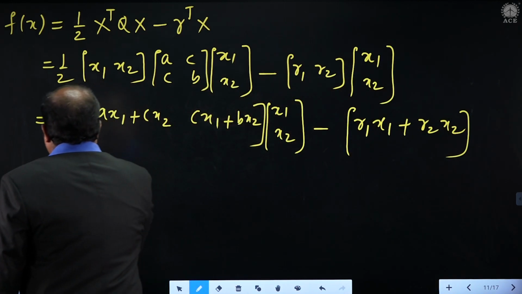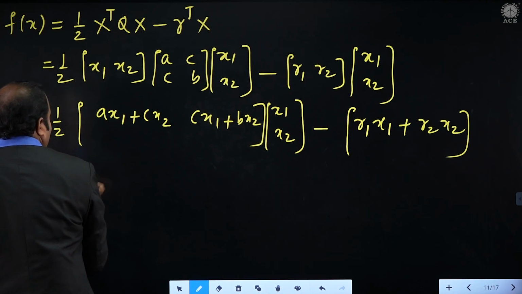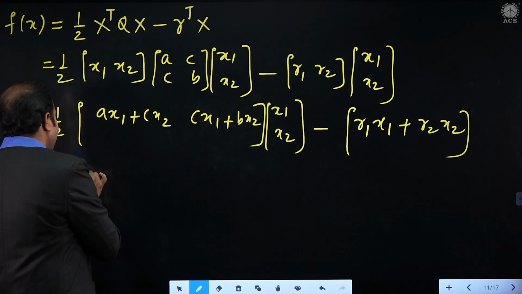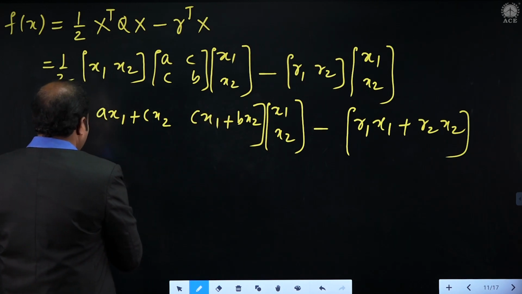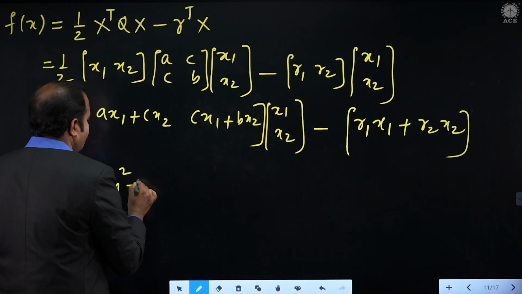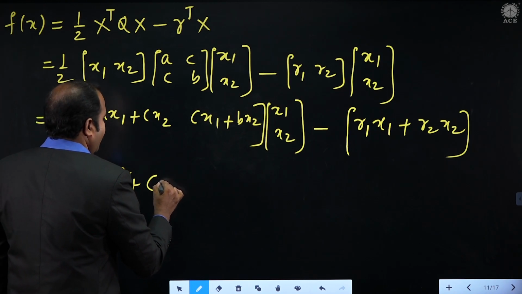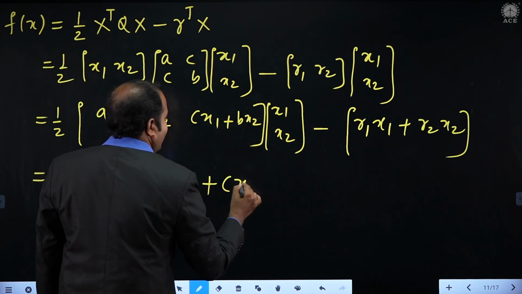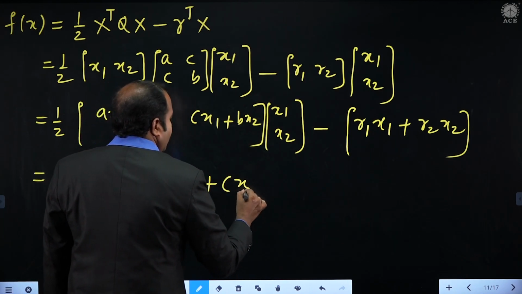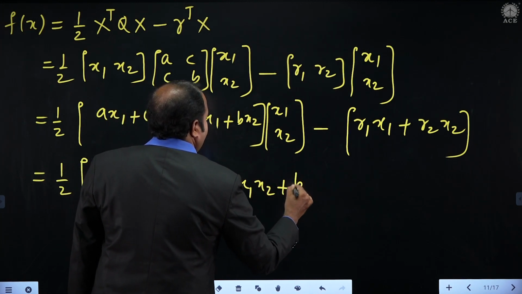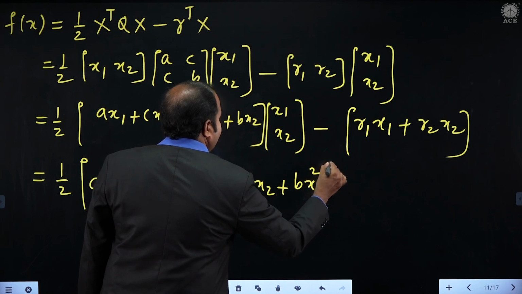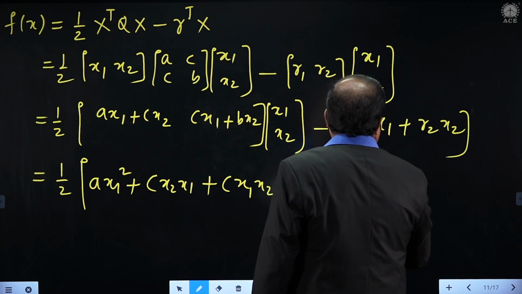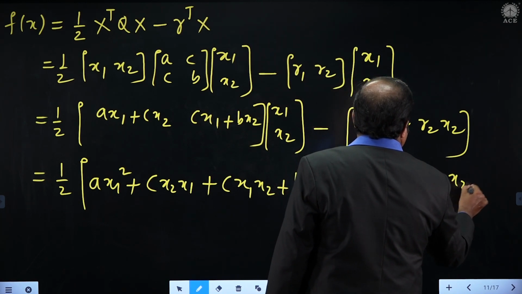Now, half of, again multiplying these two, this is 1 by 2, this is a 2 by 1 matrix. So, multiplying we get a 1 by 1 single element. So, what is the element? Ax1 square plus Cx2 x1 plus Cx1 x2 plus Bx2 square minus r1 x1 plus r2 x2 only.